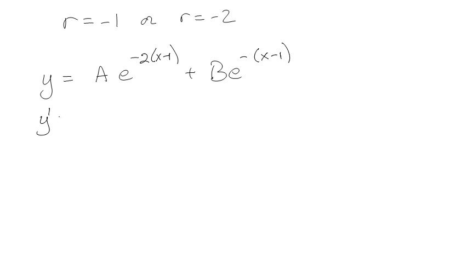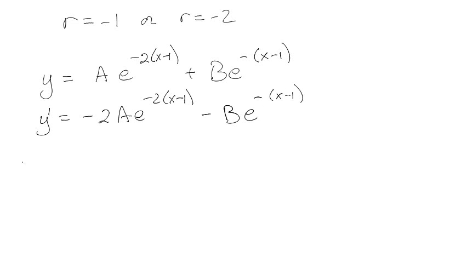You're like, it doesn't seem like it. Well, watch. This is just kind of cool. And this makes a difference the more complicated these get, especially when you got sines and cosines, this might be a whole lot better to mess with. So let's see. If I take the derivative, I've got negative 2 a e to the negative 2 times x minus 1, minus b e to the minus x minus 1.